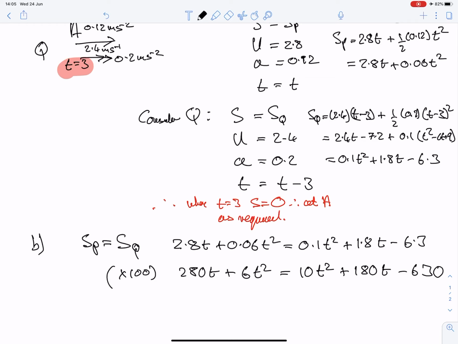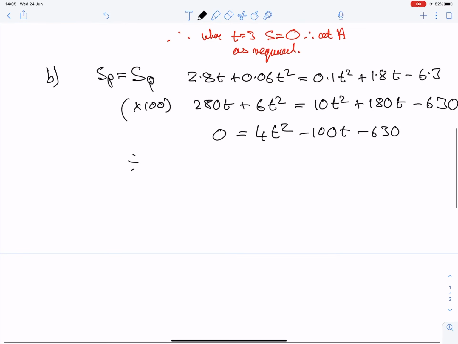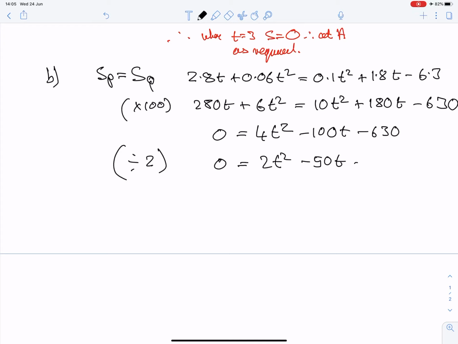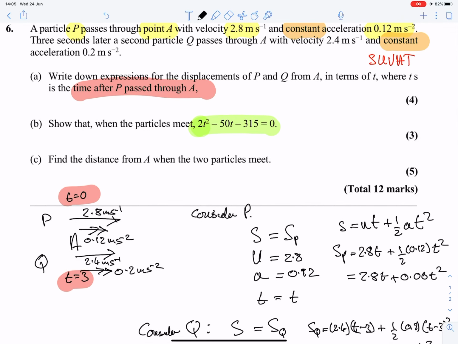Okay. Now we want a positive quadratic equal to 0. So naught is 4T squared. Subtract the 280T. It gives minus 100T and minus 630. Well, we've got whole numbers now. Go back to 2T squared. So divide through by 2. And we get naught equals 2T squared minus 50T minus 315. And let's have a look. Yes, we've got that right.